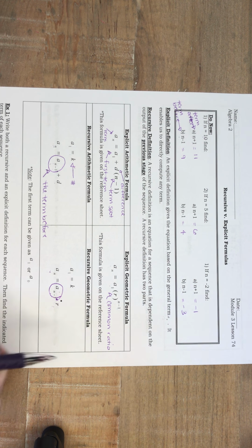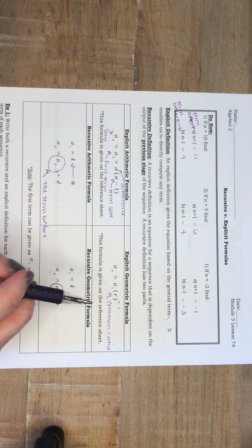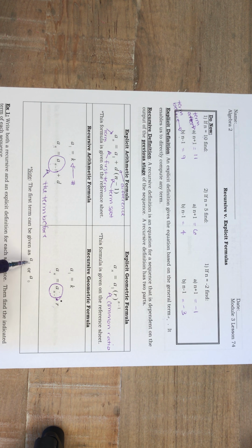Now, sometimes the first term is given as a sub 1, sometimes it's given as a sub 0. When we write our own recursive formulas, I always use a sub 1 because then that will make sense for these formulas. If it's given to you as a sub 0, then it's just kind of off by 1. We might see that later on. I forget if there's an example like that.